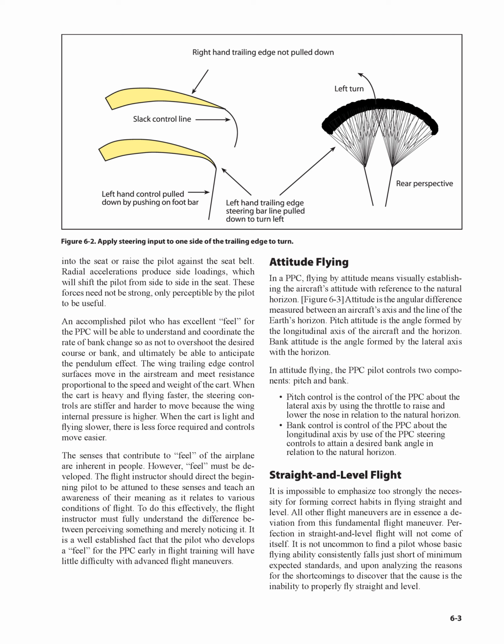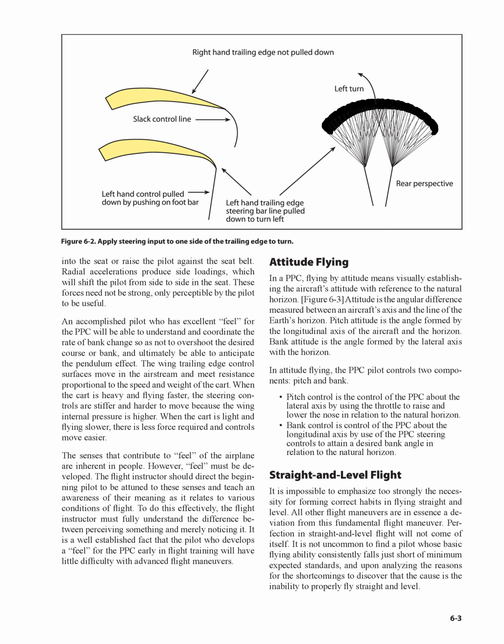In attitude flying, the PPC pilot controls two components, pitch and bank. Pitch control is the control of the PPC about the lateral axis by using the throttle to raise and lower the nose in relation to the natural horizon. Bank control is control of the PPC about the longitudinal axis by use of the PPC steering controls to attain a desired bank angle in relation to the natural horizon.